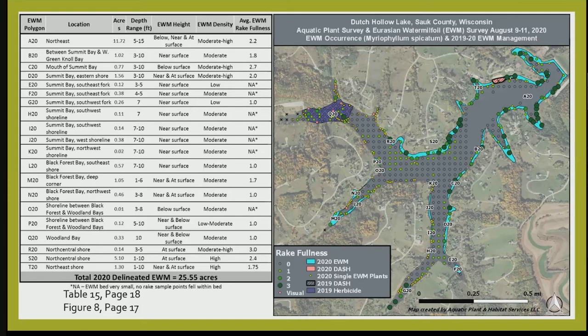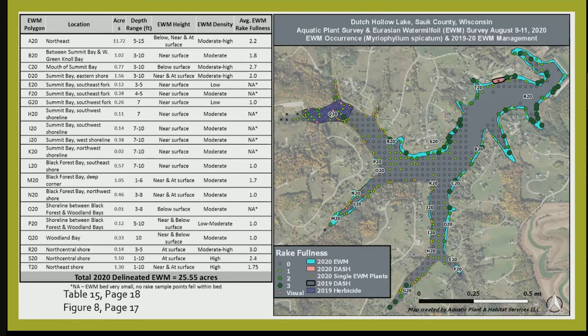But in 2019, it was 20 acres. I want to make sure I said that right. Compared to in 2020, it was 25.5 acres. So it's a lot more beds, but not necessarily that much higher acreage, which I'm not downplaying the level of Eurasian water milfoil. I just want to point out that the number of beds doesn't necessarily correlate to that much higher acreage.